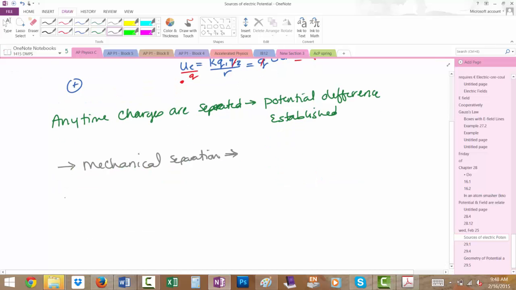We can also use chemical separation. We're not going to go into exactly how that works. You can take chemistry for that, okay? But a battery is a very, very common source of potential difference, okay?